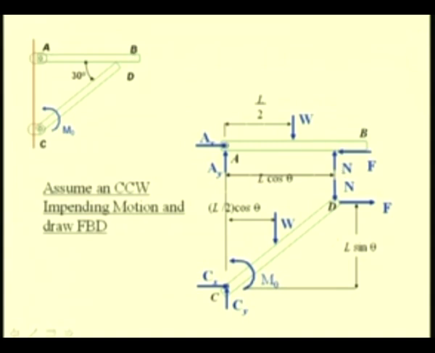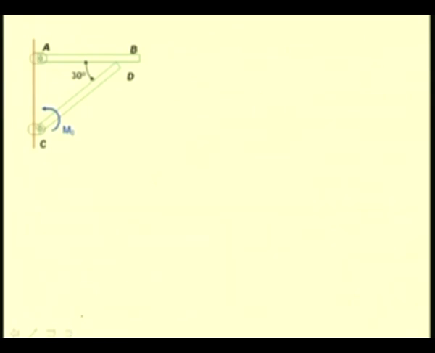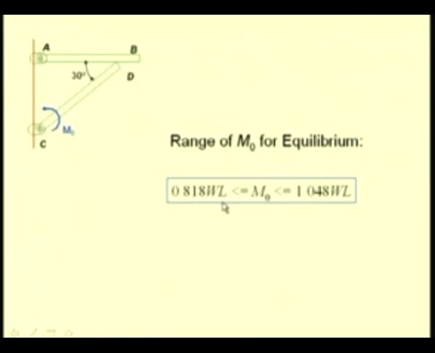So, this completes the free body diagram, and again we have the set of equations which can be solved to find this moment, and in this case it has been found as 1.0484 WL. So, the range of moments for which these members are maintained in equilibrium is between 0.818 WL and 1.048 WL. So, we see that when friction exists, for equilibrium there are a range of moment values for which equilibrium is maintained.